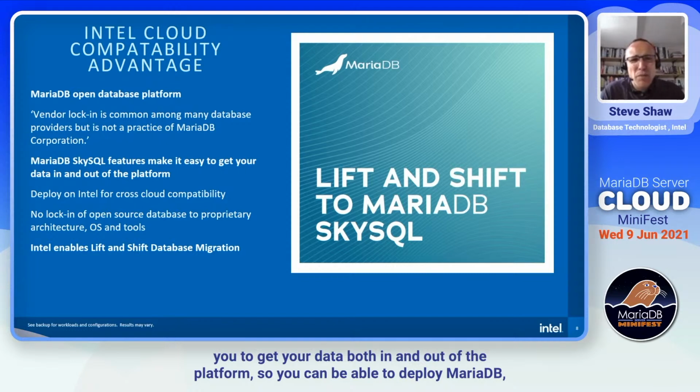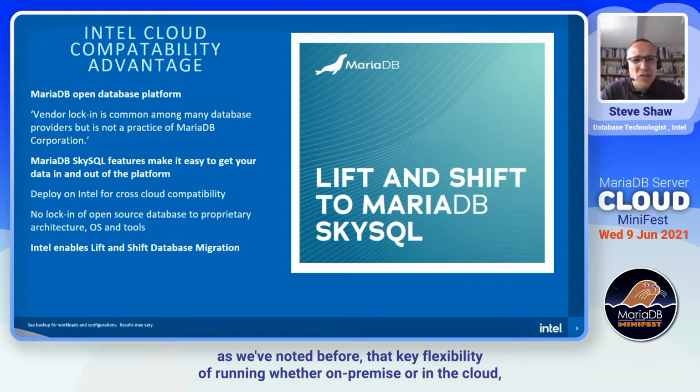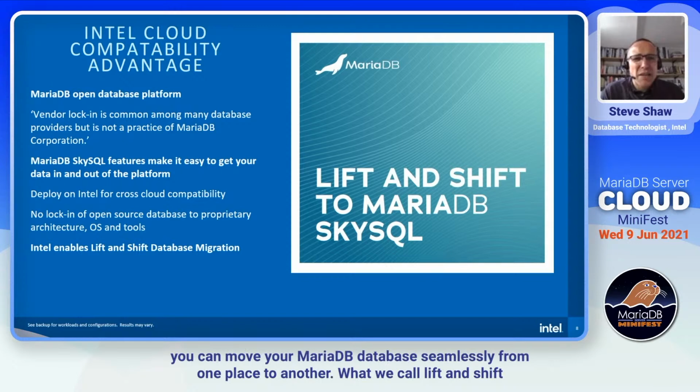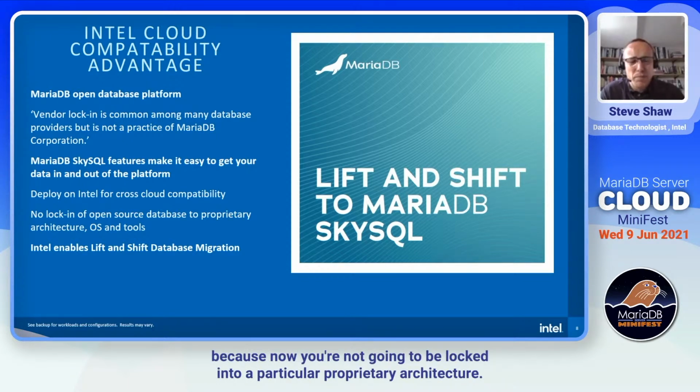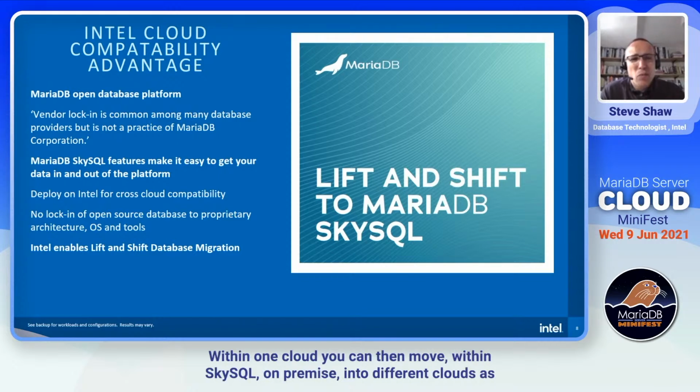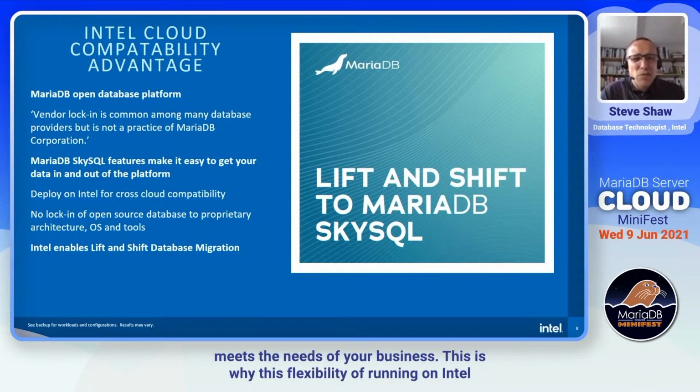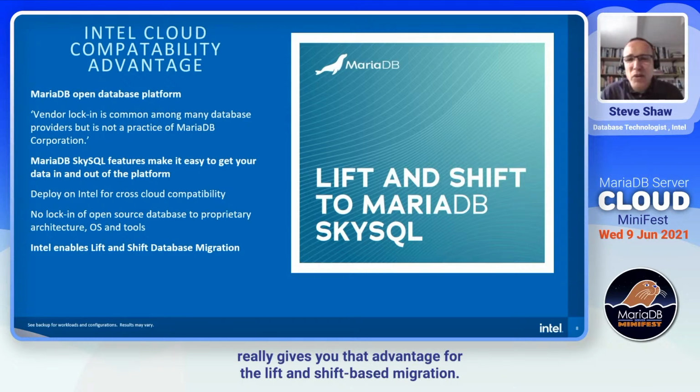You can deploy MariaDB, as we've noted before, with that key flexibility of running whether on-premise or in the cloud. You can move your MariaDB database seamlessly from one place to another, what we call lift and shift migration. This is where running on the Intel platform gives you such a significant advantage, because now you're not going to be locked into a particular proprietary architecture within one cloud. You can then move within SkySQL, on-premise, into different clouds as meets the needs of your business. This is why this flexibility of running on Intel really gives you that advantage for lift and shift based migration.